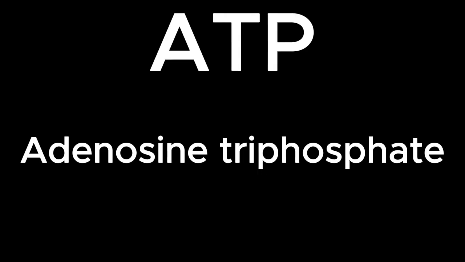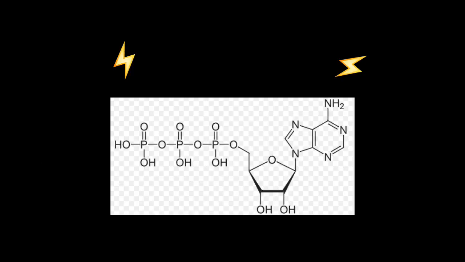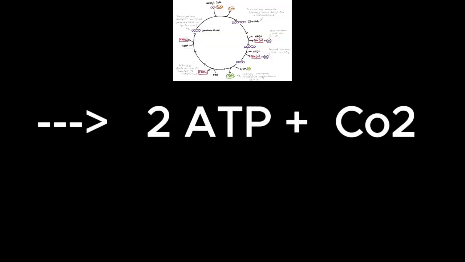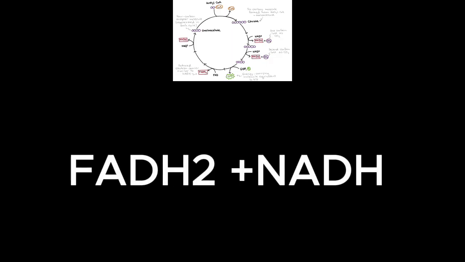ATP stands for adenosine triphosphate, which is the energy molecule that cells primarily utilize. Following glycolysis, the cell passes the pyruvate on to its mitochondria, where it enters the Krebs cycle. This requires oxygen and results in the production of 2 ATP molecules, carbon dioxide, and other energy-strong molecules called FADH2 and NADH.